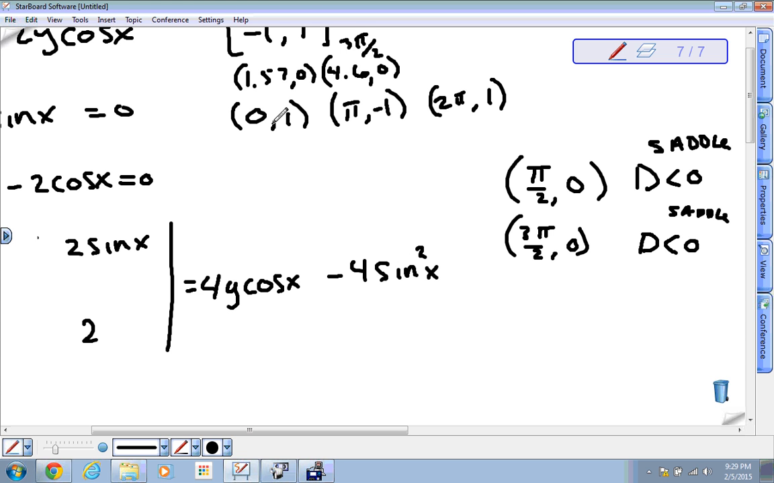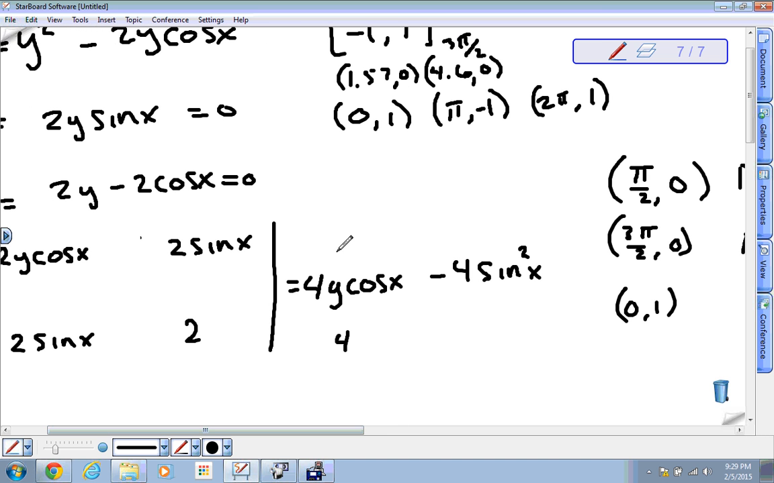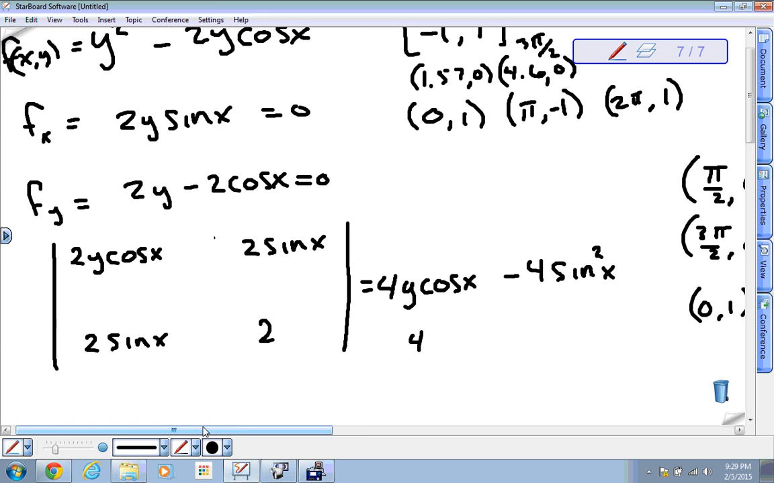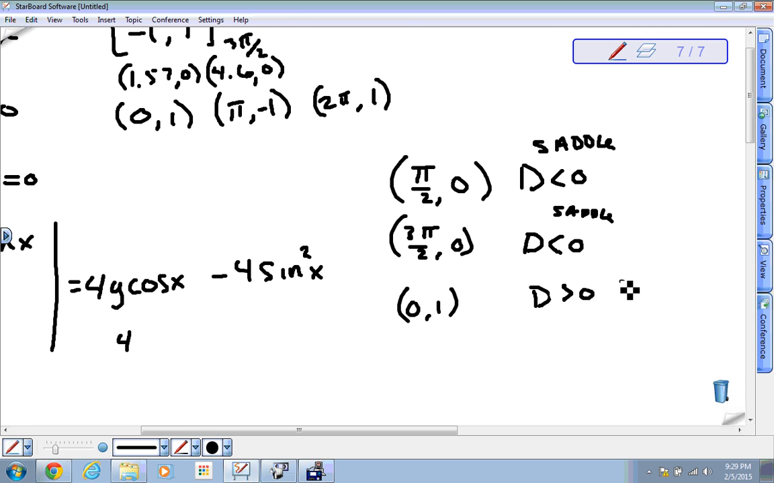Okay. Now let's stick one of these in. So for 0, 1, you plug it in. Well, if x is 0, the cosine of 0 is 1, times 1 is 1, times that is 4. The sine of 0 is 0, so that's positive. Okay? And notice that when you put 0, 1 into this guy, you get 0 here, which gives you a 1, and a 2, so it becomes a 2. So D is positive, and f double prime of x, like this, is also positive. Hence, this is a minimum.